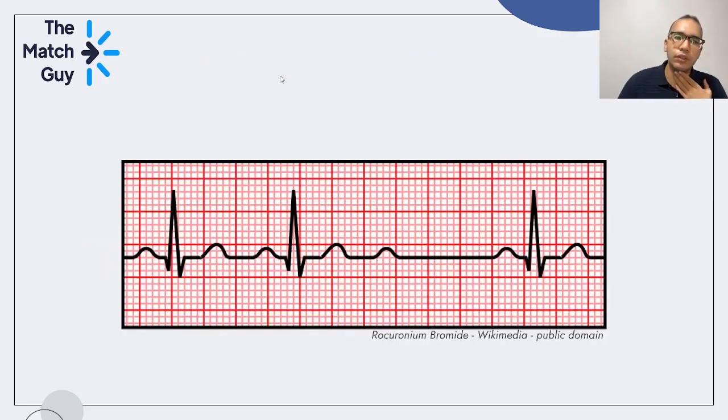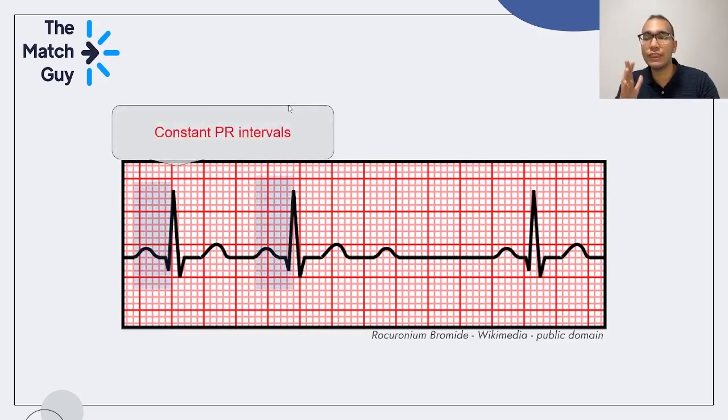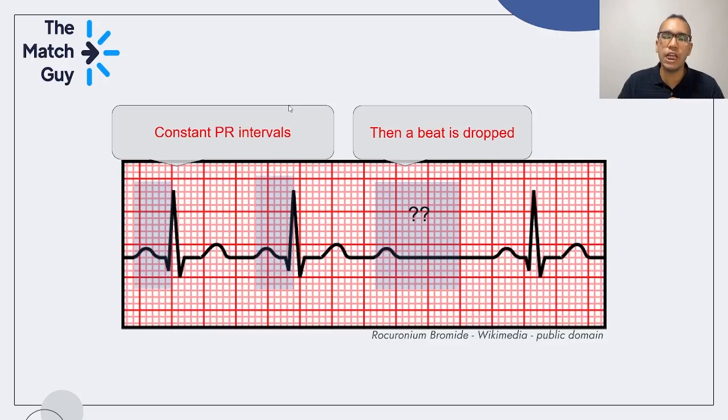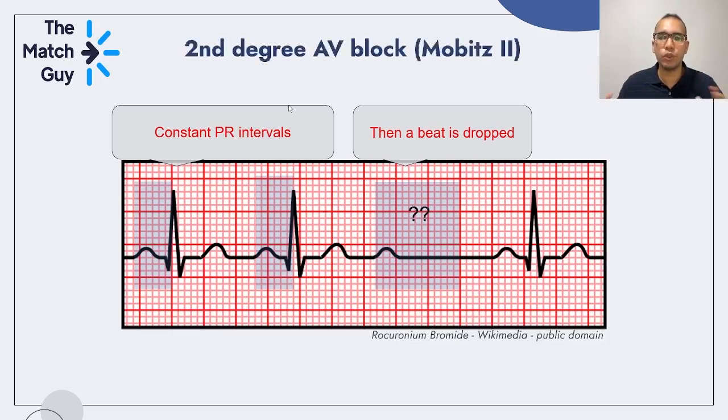Now, look at this one. What do you notice here? Again, focus on the P waves and the QRS complexes and tell me if each P wave is followed by a QRS complex or not. Take a second to pause the video if you need to think about it, but you should be able to see that the PR interval is consistent, but still there is a drop in one of the QRS complexes after this. So this is no progressive prolongation, but a dropped QRS complex. What do we call this? We call this a second degree AV block, Mobitz type 2.